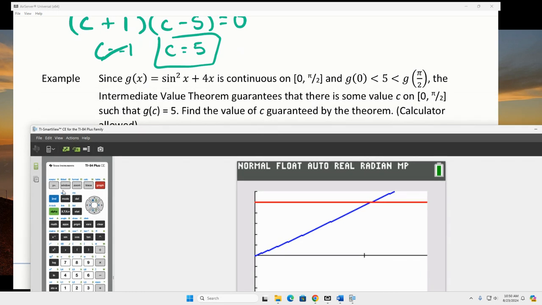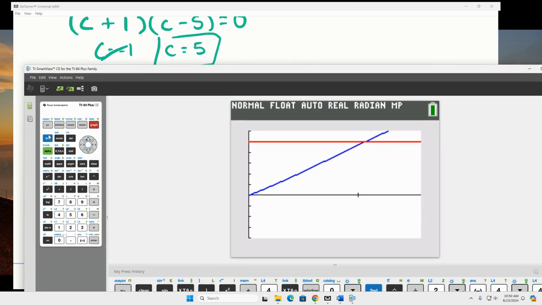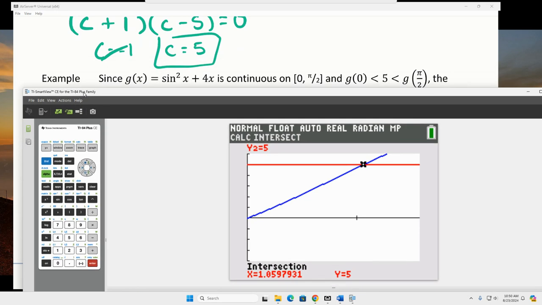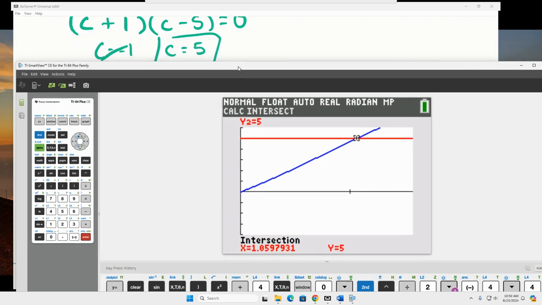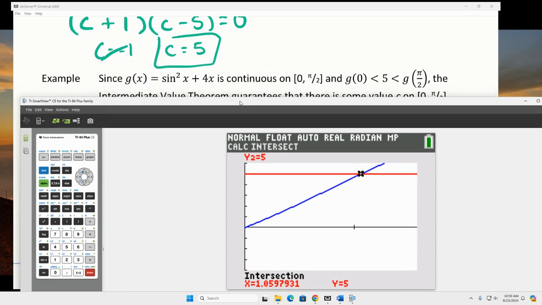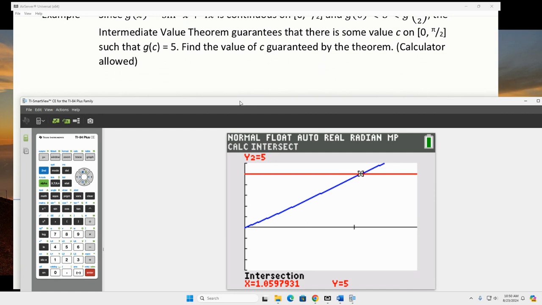All right, so what do I do now? You guys tell me. Intersect. Good job. Boom. All right, and then we need to be accurate to 3 decimal places, so we can either round or we can truncate. 100% your call. Let's truncate. All right, so c is 1.059.